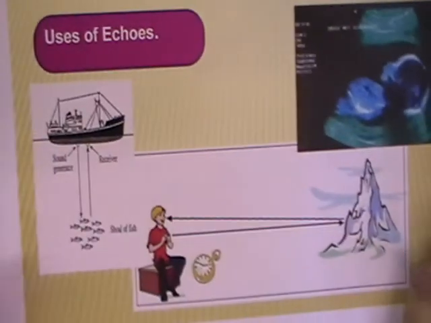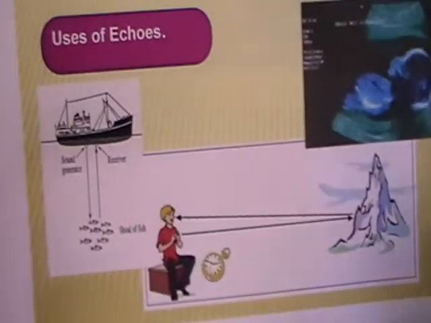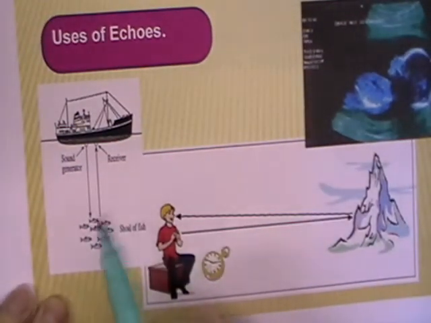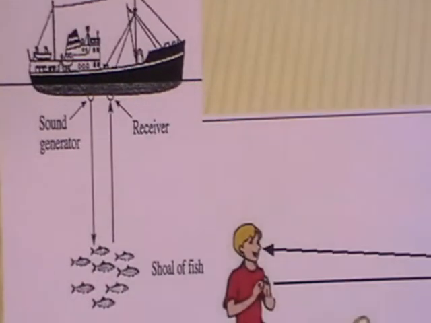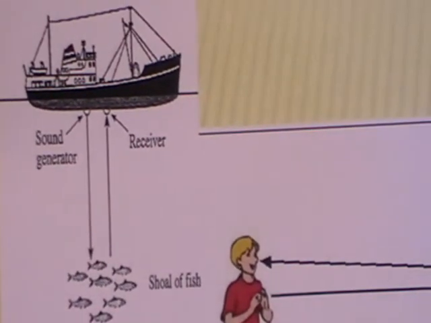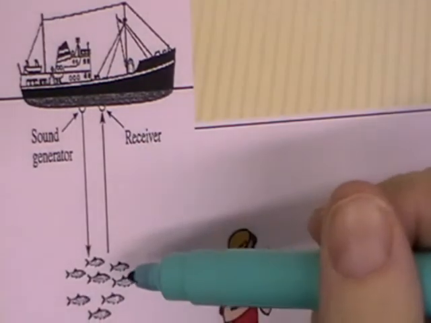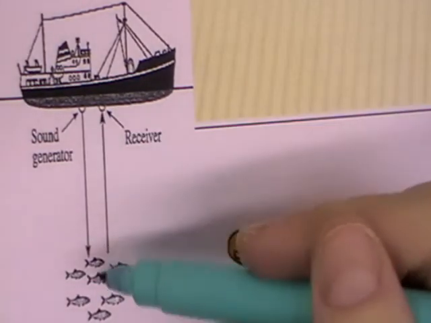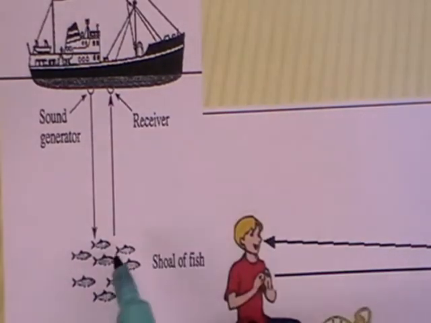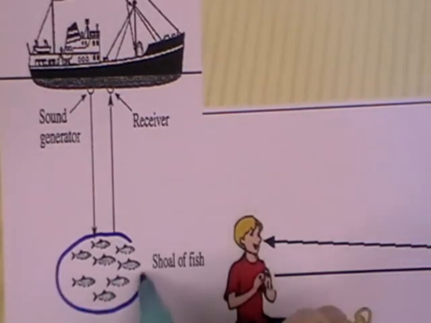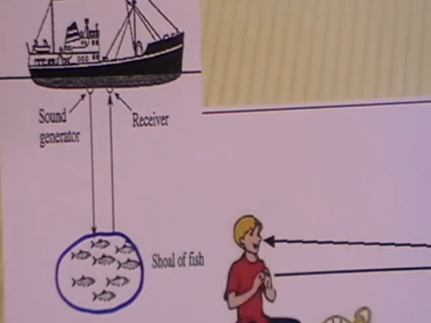These are some uses of echoes. The first one shows a fishing boat, and what the fishing boat does is it sends a sonar signal, which is also a sound signal, an ultrasound signal, down into the water. If the signal returns quicker than expected, then there's a very large likelihood that there's a shoal of fish down there, and it's worthwhile for the fishermen putting down their nets to see can they catch them.